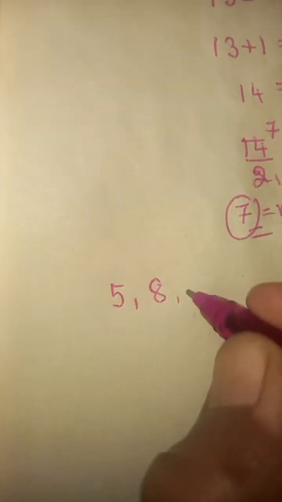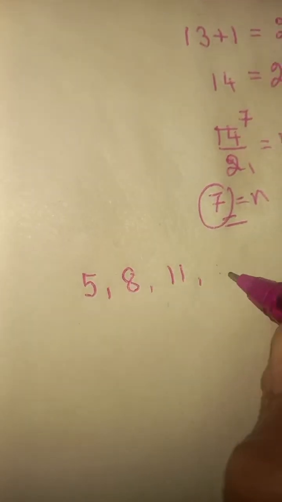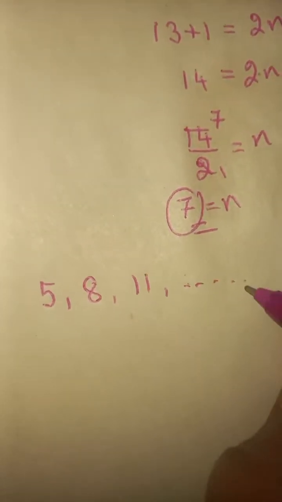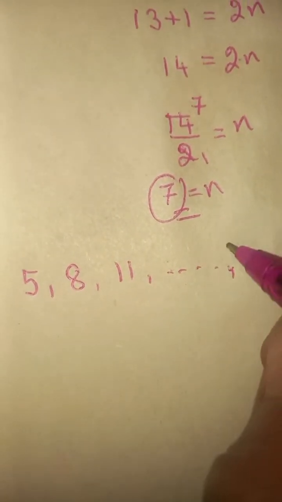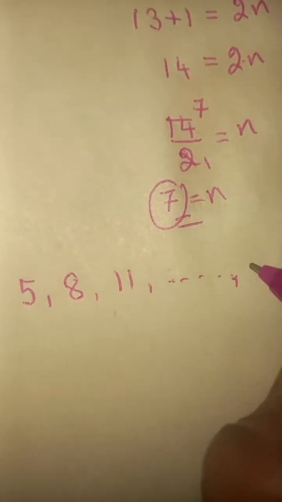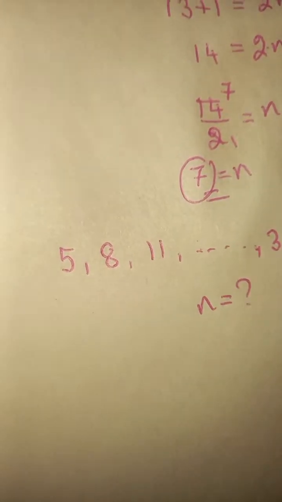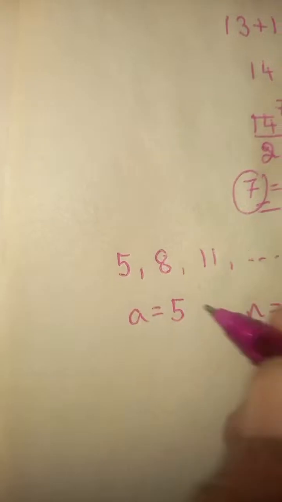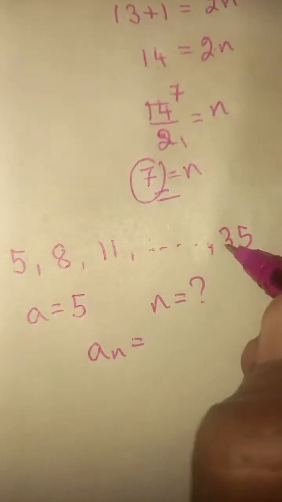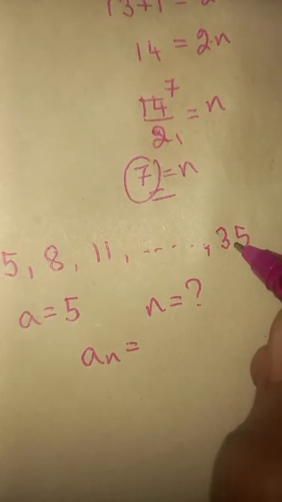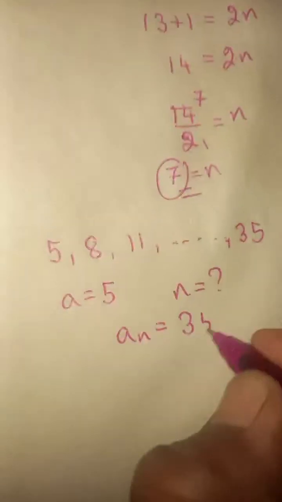Now they give one more sequence. In this sequence, they start with 5, 8 and 11. Like this, they keep on adding 3, and the last term they have given us is 35. Now we need to find out the total number of terms. They have given the first term as 5, and they have even given the nth term, or the last term, that is 35.